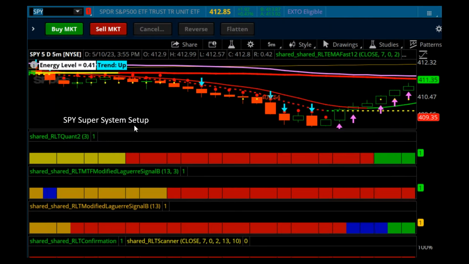This is a SPY super system. I just kind of wanted, for anybody who's interested in trading the SPYs or the Qs, we do intraday trade these things. Again, I only call them out of the room. I do not alert on these. But you can see right here, this was the setup.